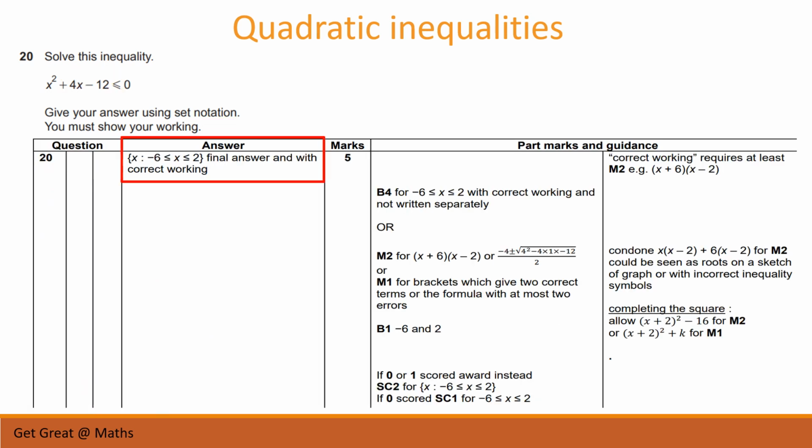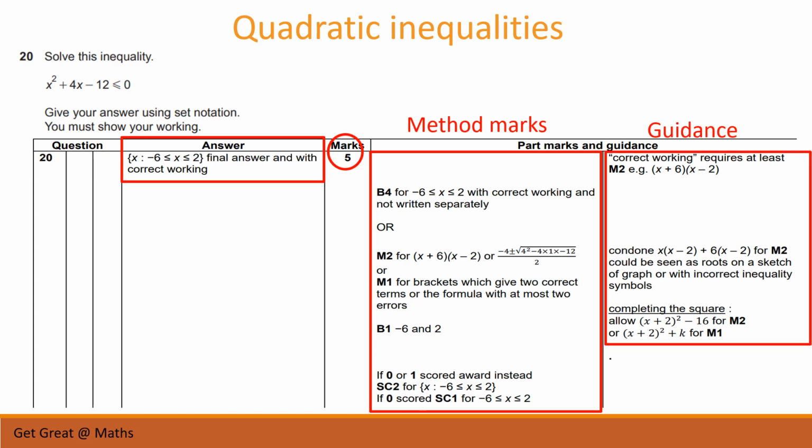The mark scheme shows us the answer. You get 5 marks for the question. We're given the method marks in this section, and we're given the guidance at the end. Key bit down the bottom that's just been highlighted in purple. You get 0 or 1 scored if you haven't done it correctly.